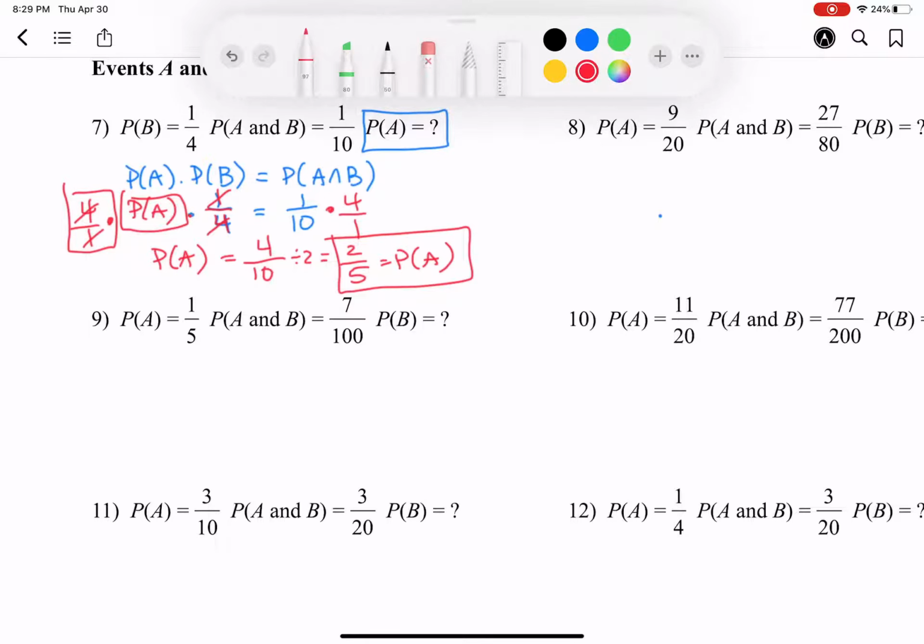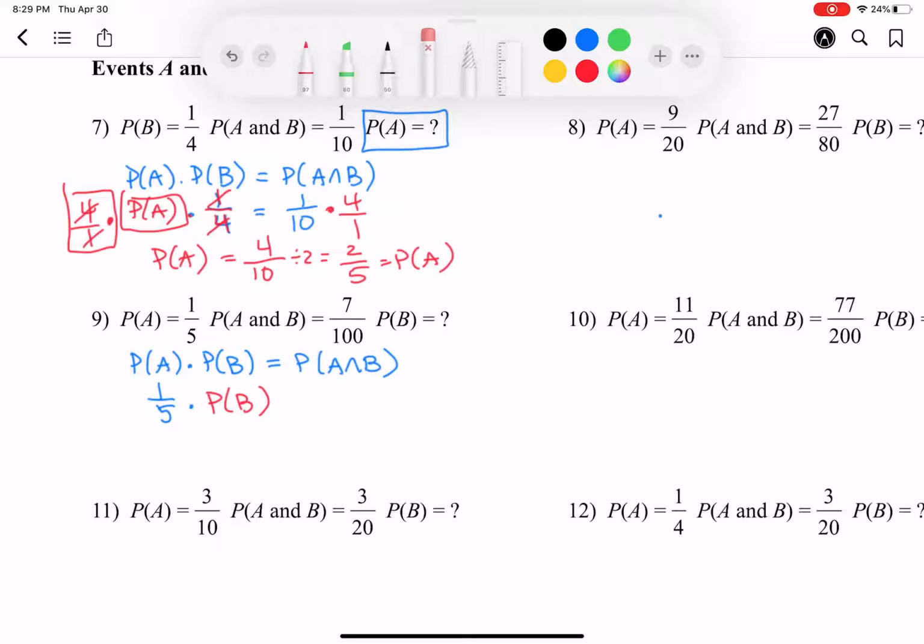Next one. So here we have probability of A times the probability of B equals probability of A and B, because they're considered independent events. All right, so we have this guy, probability of A. We need to find the probability of B, and that is going to give us the probability of A and B, which is right here, which is equal to 7/100.